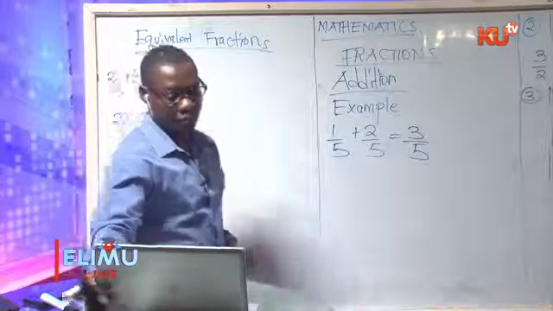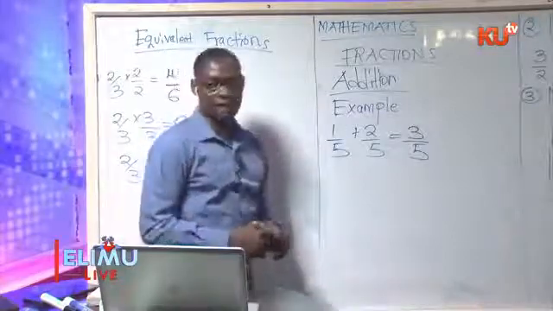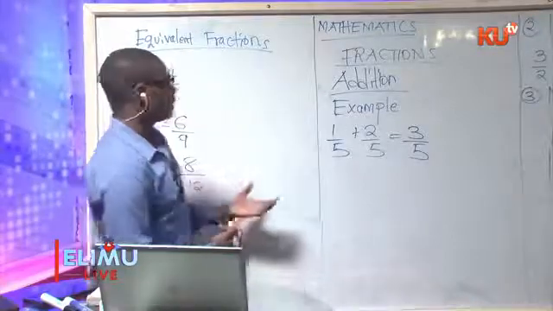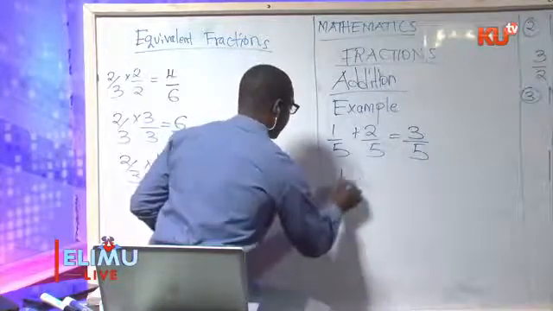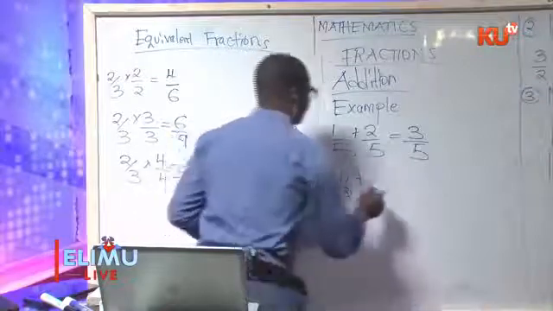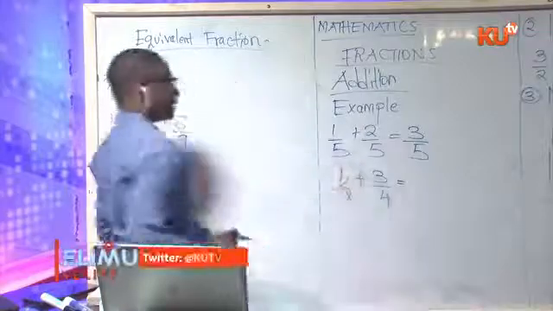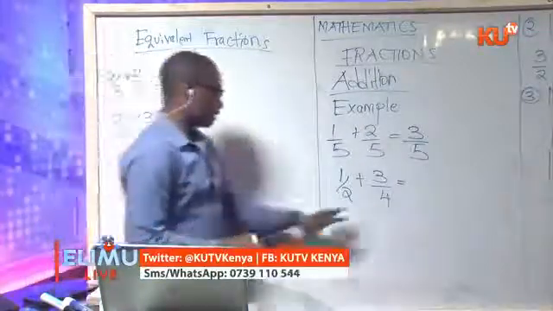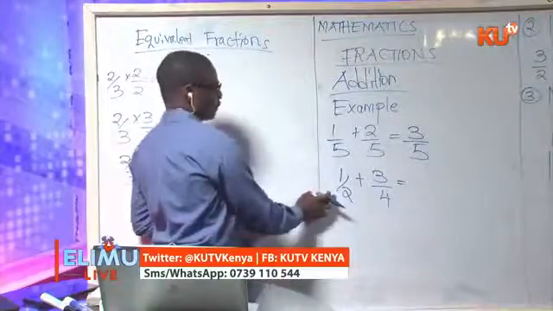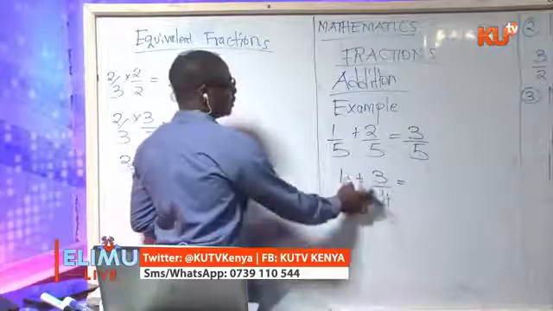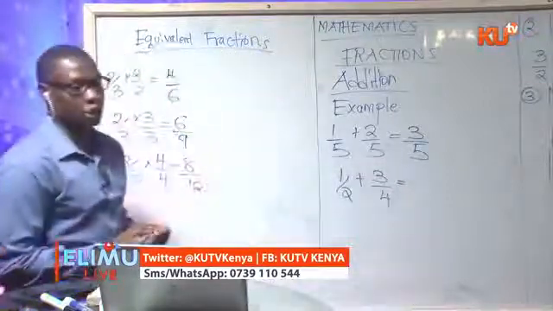Our second example, we are looking at adding fractions that have different denominators. For example, you can have a half plus 3 over 4. When we look at this example, we realize that the denominator of the first fraction is 2, whereas the denominator of the second fraction is 4. Now 2 and 4 are not the same.